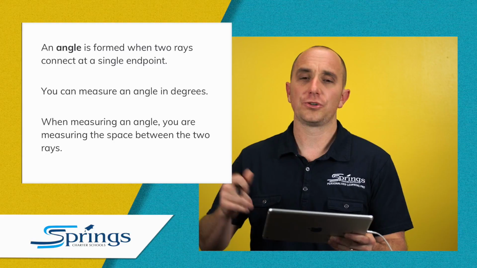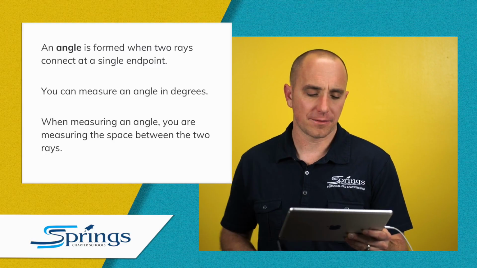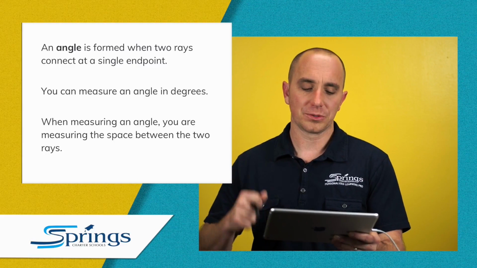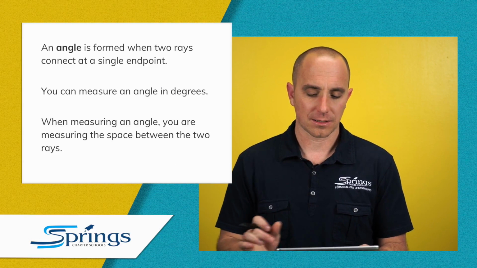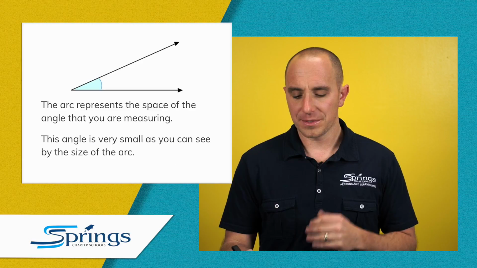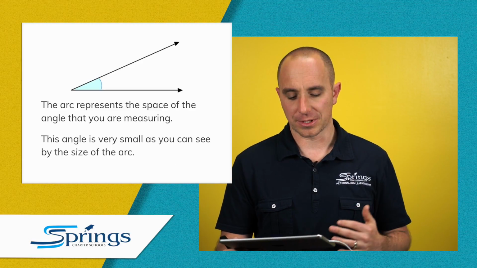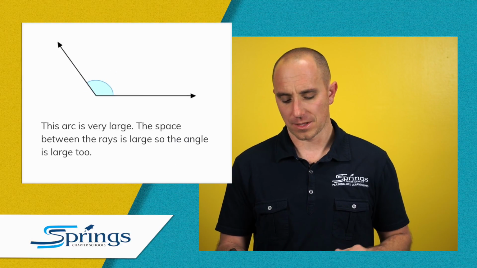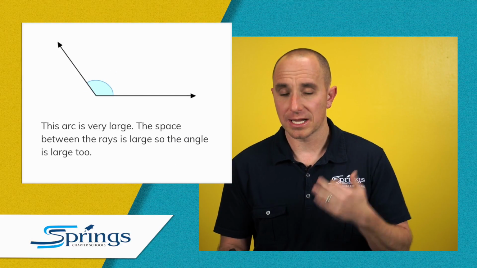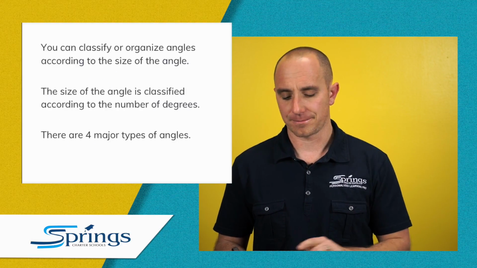Now let's talk angle classification. An angle is formed when two rays connect at a single endpoint. We talked about that before. You can measure an angle in degrees. When measuring an angle, you're measuring the space between two rays. So the arc represents the space of the angle that you're measuring. If the angle is very small, you can see here that the arc is small, and they go together. So if the arc's big, like in this one, the angle is going to be larger.